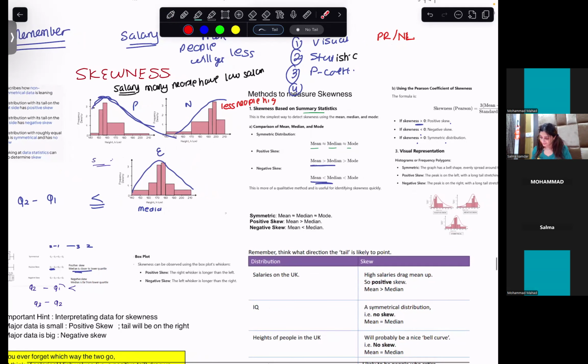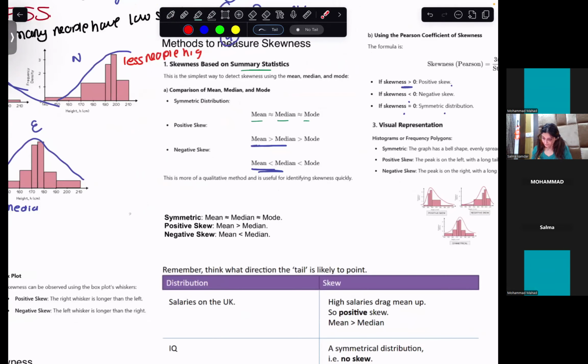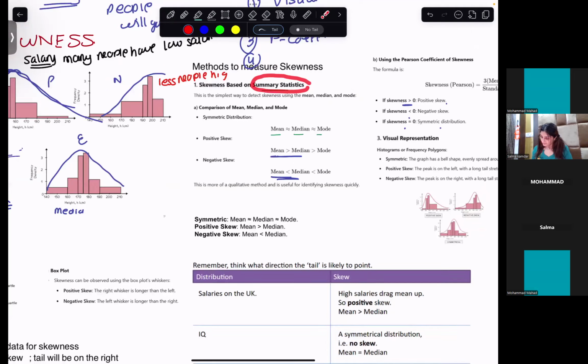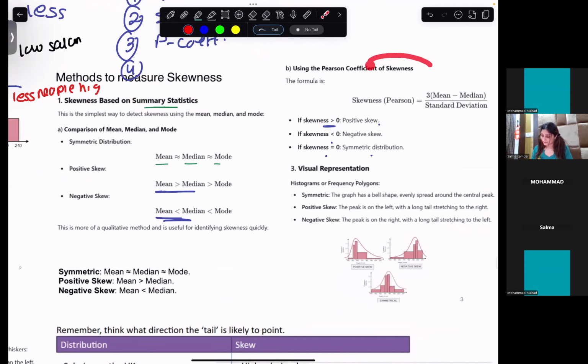The second way is Pearson's skewness formula, which is 3 times (mean minus median) divided by standard deviation. If the answer you get from this is more than zero, it's a positive skew. If it is less than zero, it's a negative skew. And if it is zero, that means it's a symmetrical distribution of data.